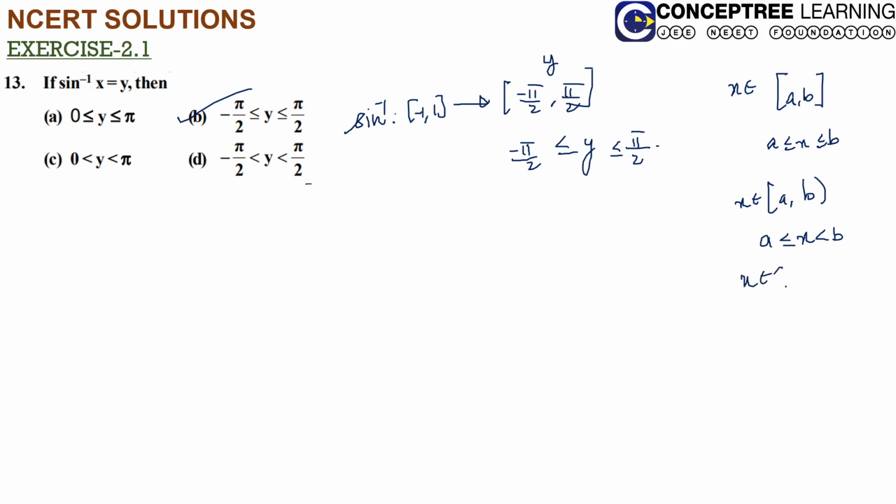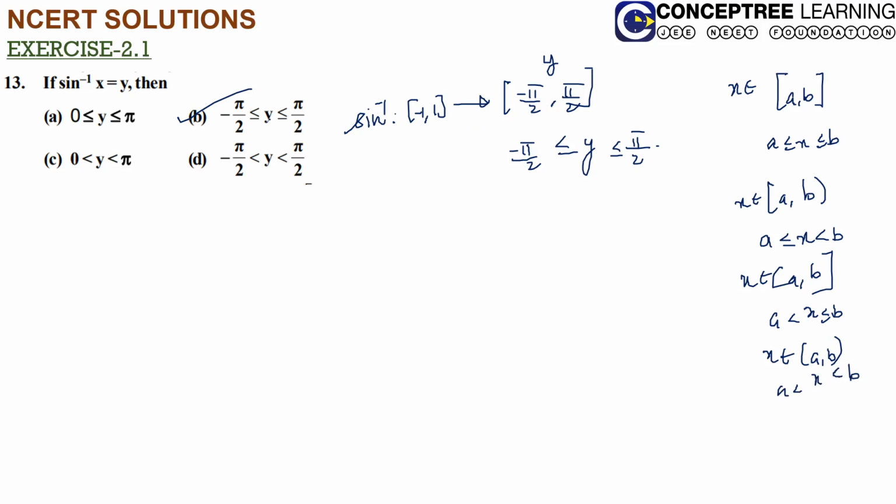If x belongs to open a and closed b, it means a is less than x less than or equal to b. And if x belongs to open interval a comma b, on both sides we have strict inequality. Now there is no equality. Okay, fine. This is the answer.